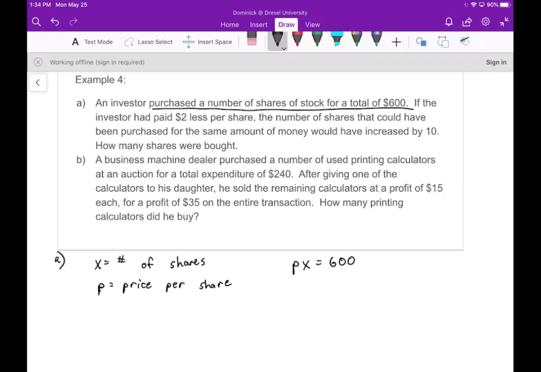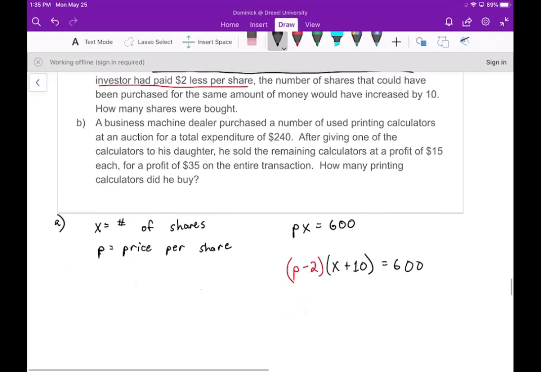Now, we know that in the second equation, if the investor had paid $2 less per share, so instead if the price were P minus 2, then the number of shares that we could have purchased for the same amount of money would have increased by 10. So we would have gotten the number of shares plus 10, and that would still equal 600.